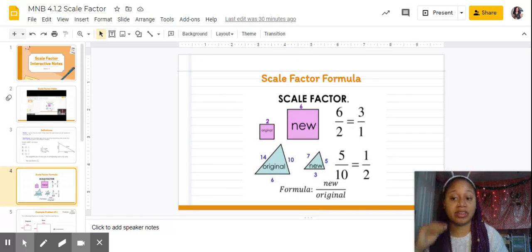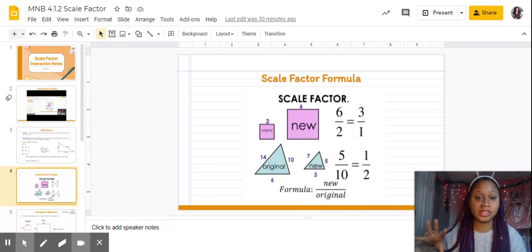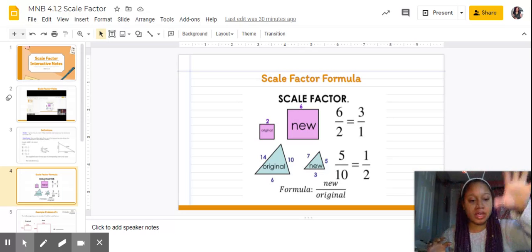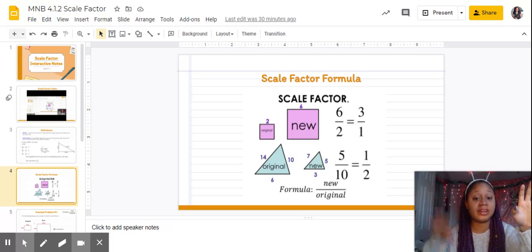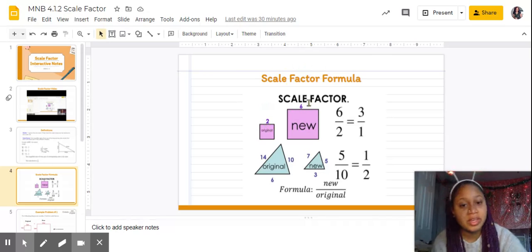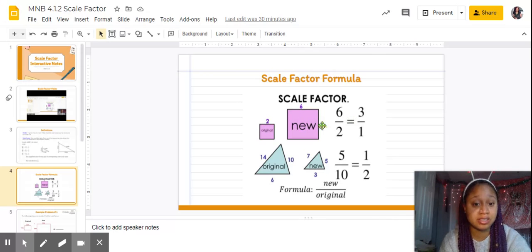So the formula and how they got those answers is that you are taking the new shape, whatever side you pick for the new shape, and you're going to divide it by the original side. So if you look at this square up top, we have the original shape, side length is 2. The new shape side length is 6. So you're going to take the new and divide it by the original. So 6 divided by 2 equals 3.